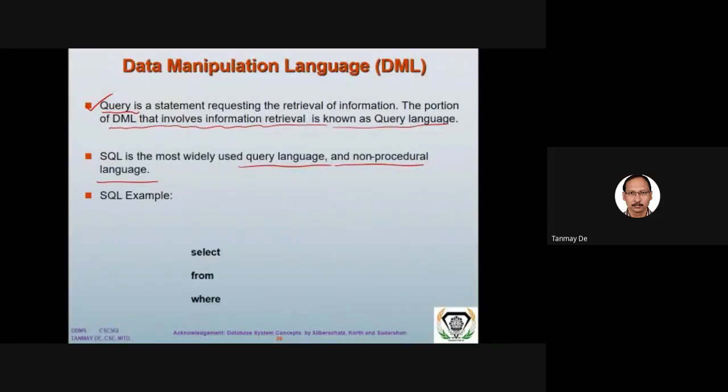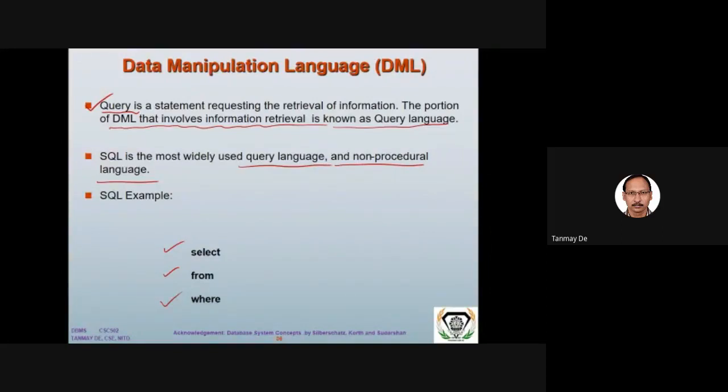For example, SQL. In SQL, the basic statements are select, from, where. The details we can discuss when we talk about the SQL chapter. It is itself one of the chapters. It can take 7 to 8 or maybe 10 classes. So 7 to 8 classes is the minimum required.